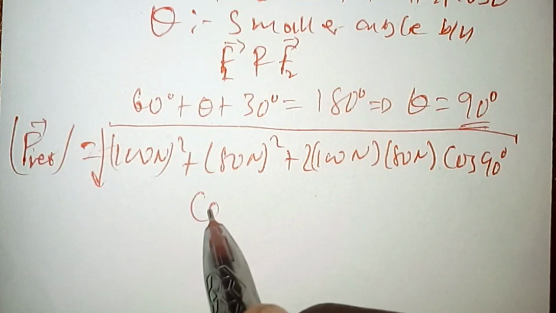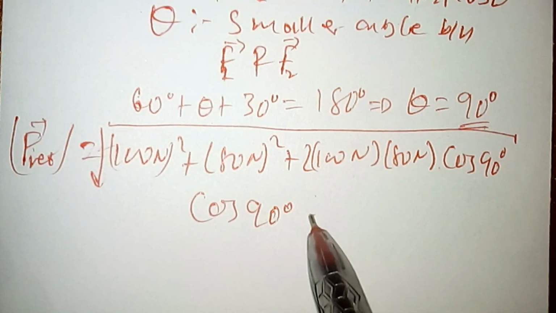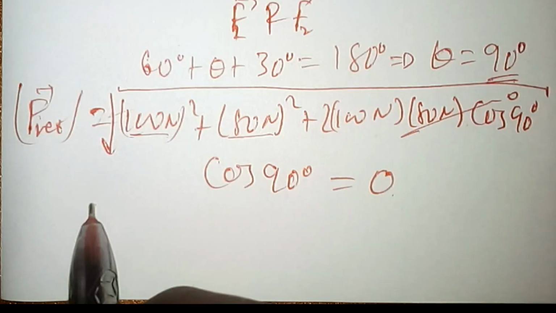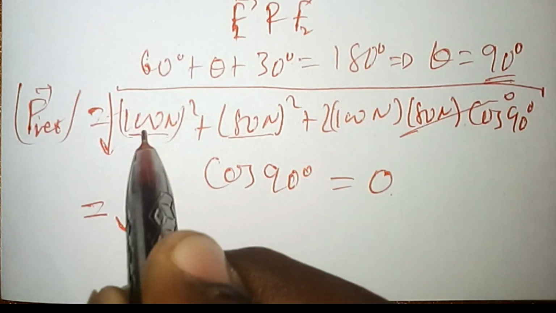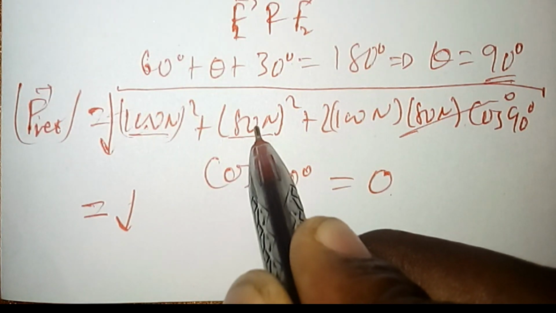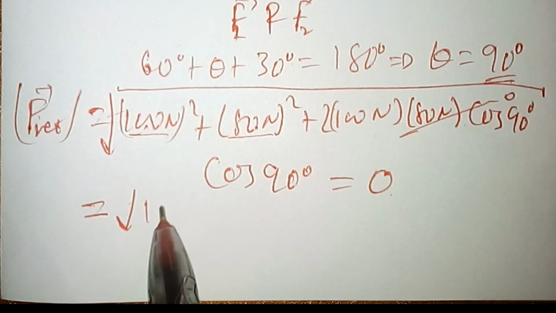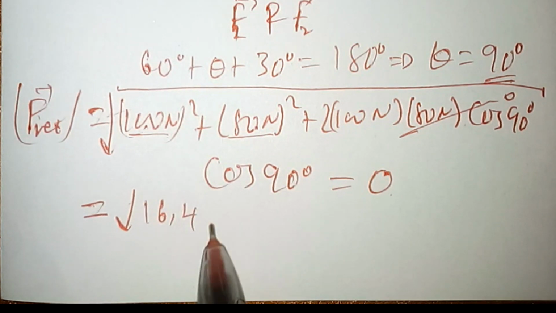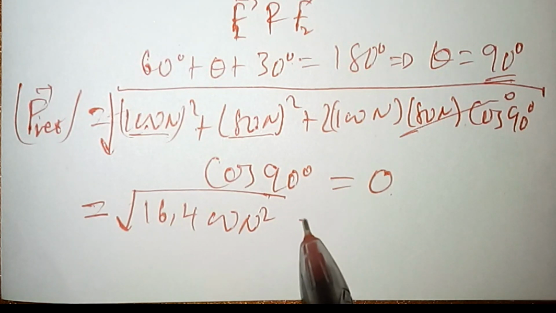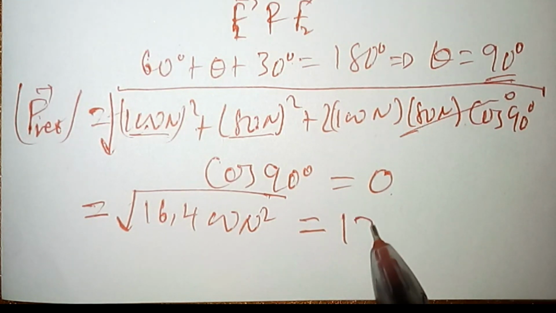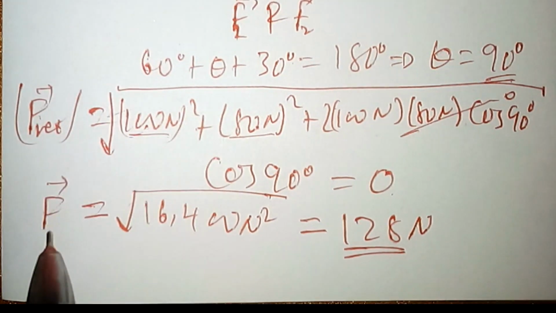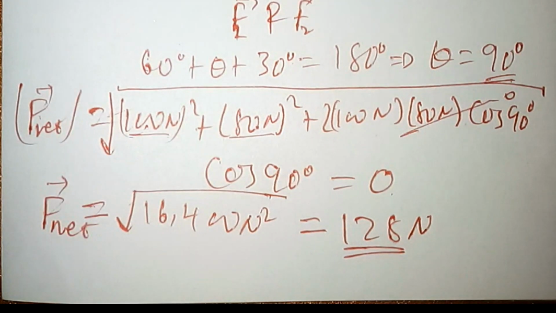Cos of 90 degrees is equal to 0 immediately, so this term is 0. So this is equal to the radical of 10,000 and 6,400. So I have 16,400 Newton squared under the radical. This is equal to 128 Newton. This is the net force acting on the object.